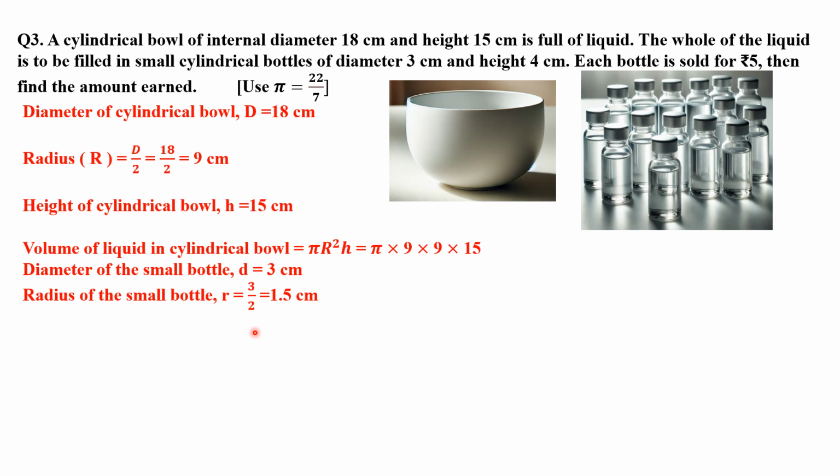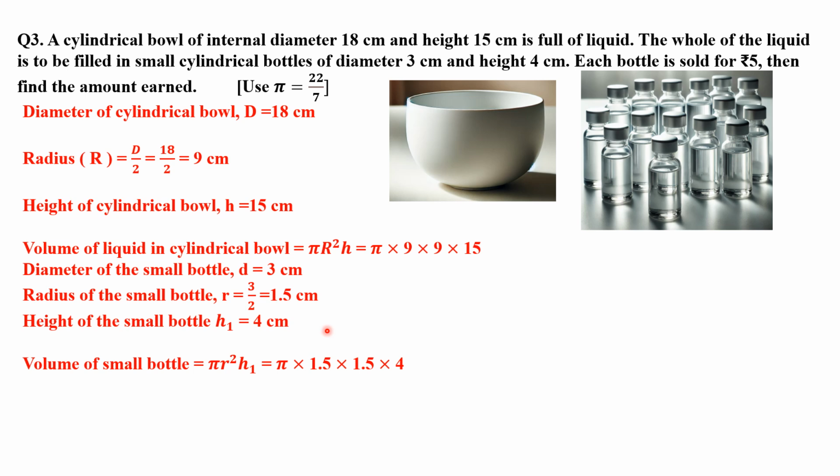So radius will be 3 by 2, which will give me 1.5 centimeter. Height of the bottle is 4 centimeter. Again, volume of the bottle will be pi r square h1. I have used here height. And again, this formula is a cylinder formula because the bottle is also in the cylindrical form. And I have substituted all the values over here.